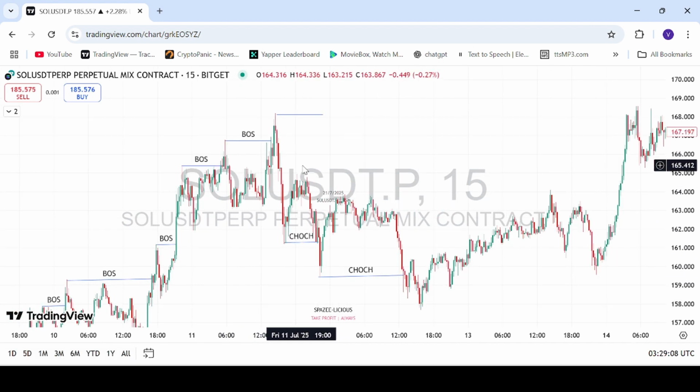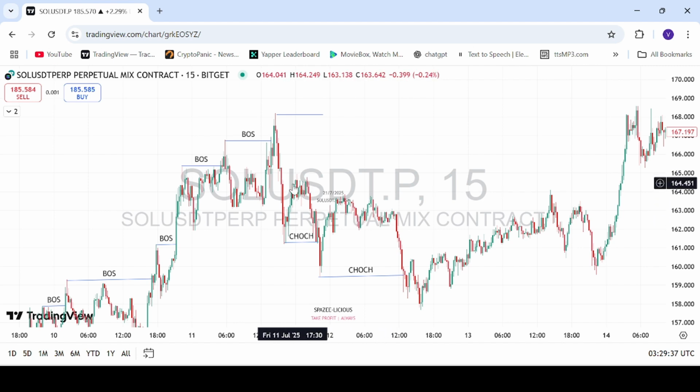So let's talk about CHoCH. CHoCH happens when price fails to create another higher high after the previous one, but instead forms a lower high. That is when CHoCH occurs, instead of breaking the last higher high.